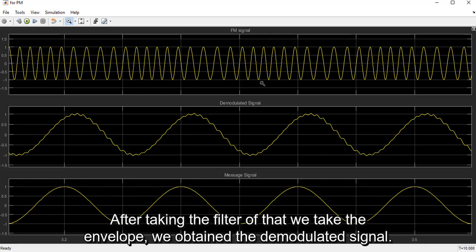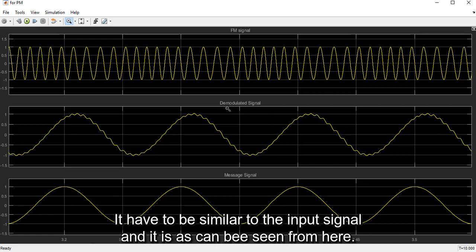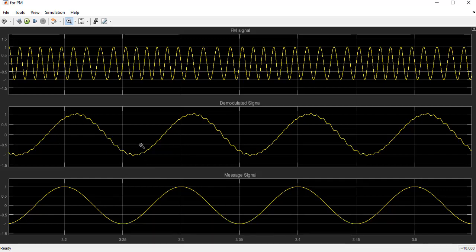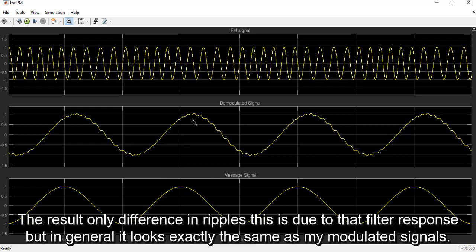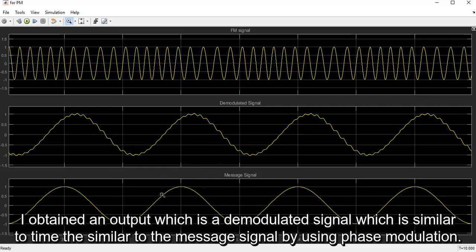After taking the filter of that, we take the envelope, we obtain the demodulated signal. It has to be similar to the input signal, and it is, as can be seen from here. There's only a difference in ripple. This is due to the filter response, but in general it looks exactly the same as my message signal. So I obtained an output which is a demodulated signal, which is similar to the message signal by using phase modulation.